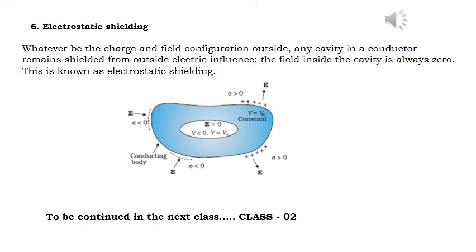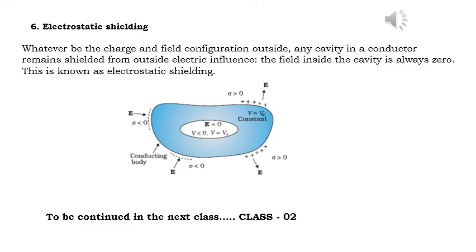What is the meaning of remains shielded? Inside, there won't be any effect of outside electric influences. The outside electric influences will not affect any object within the cavity, because within the cavity the electric field is zero. The field inside the cavity is always zero. So this phenomenon is known as electrostatic shielding.